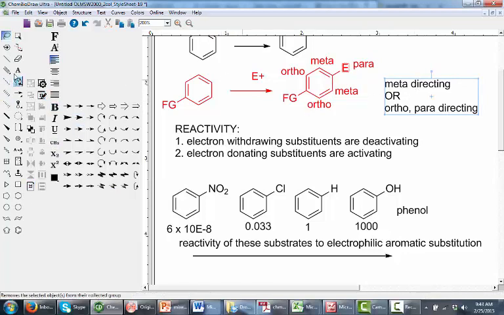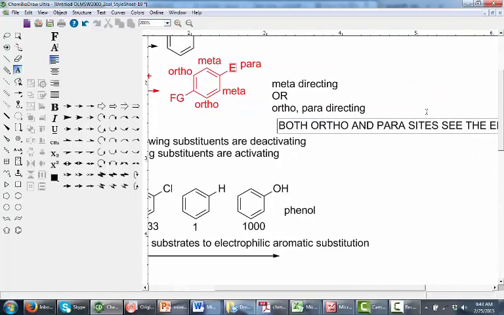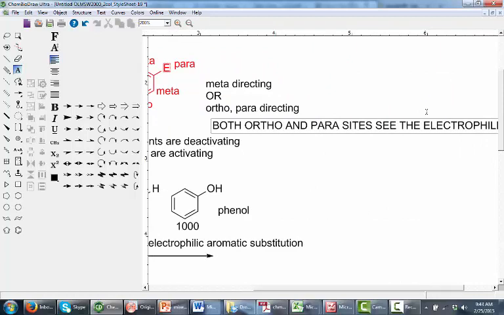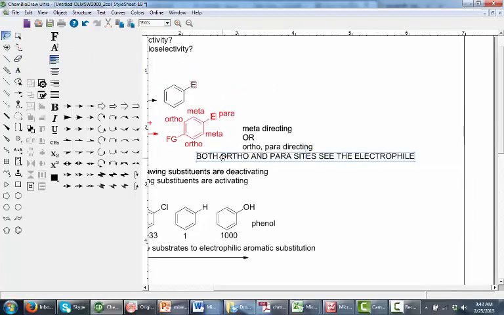And when I say ortho-para-directing, that means that the functional groups direct the incoming electrophile to both sites. Okay, so ortho-para-directing is not an either-or. That means both ortho and para sites see the electrophile. And you end up forming a mixture of the ortho and the para directed products.